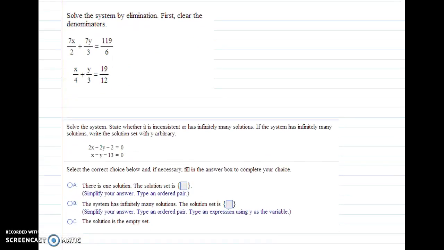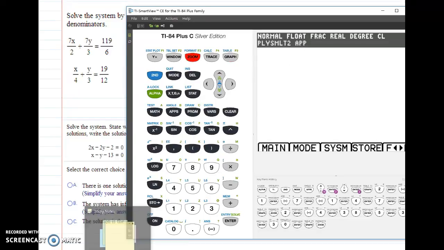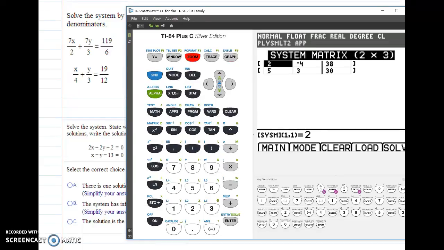What happens if you have fractions? Is it the end of the world? No. They are saying clear the denominators. Well, okay, I can clear the denominators. Do I have to? Not really. Polysmelt can handle fractions, okay? So I can just type in 7/2.